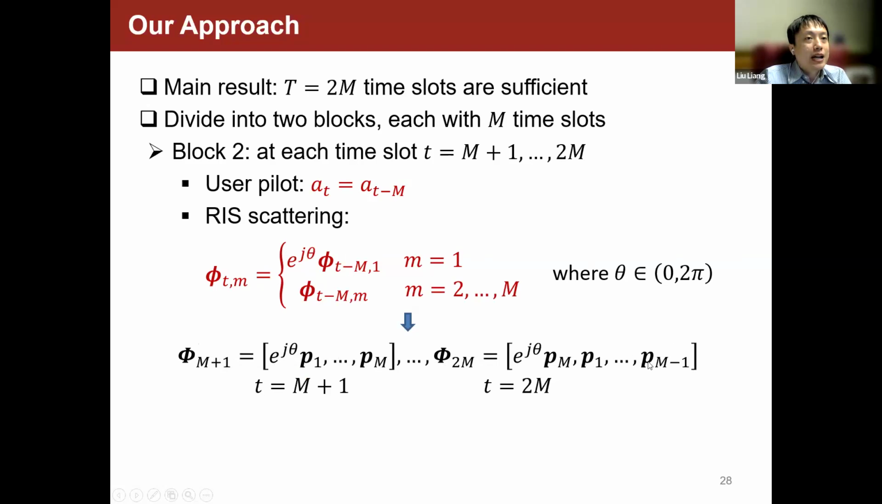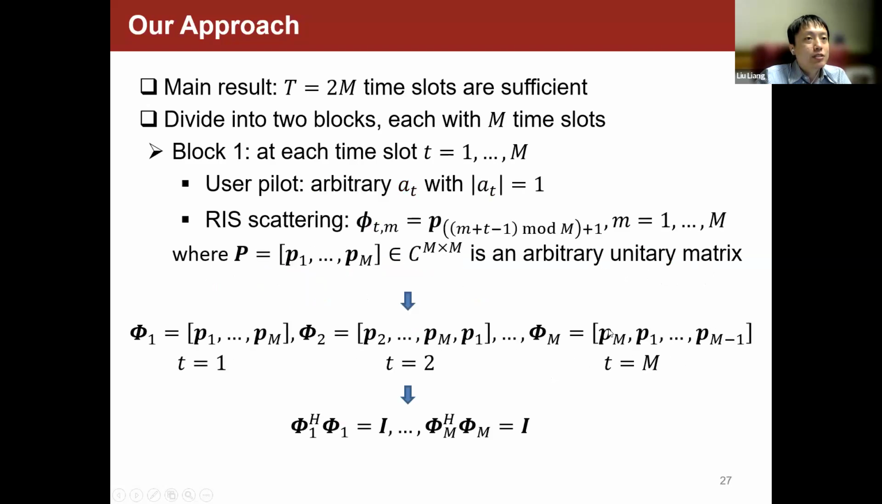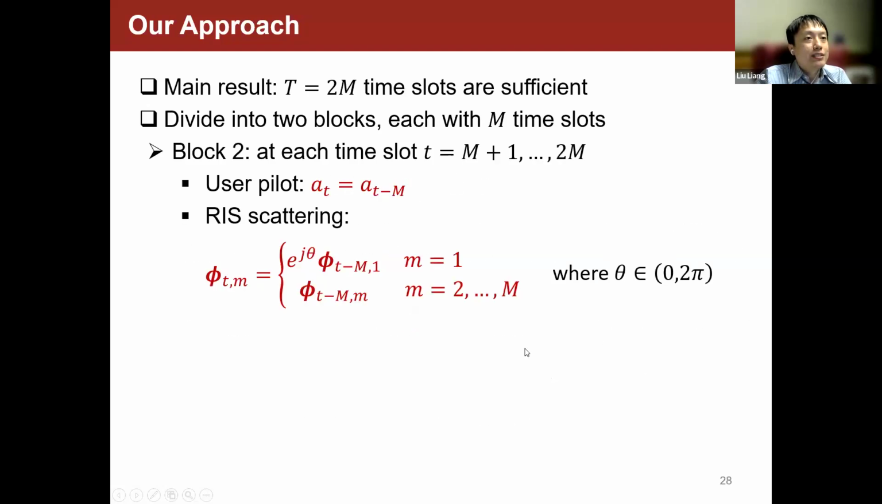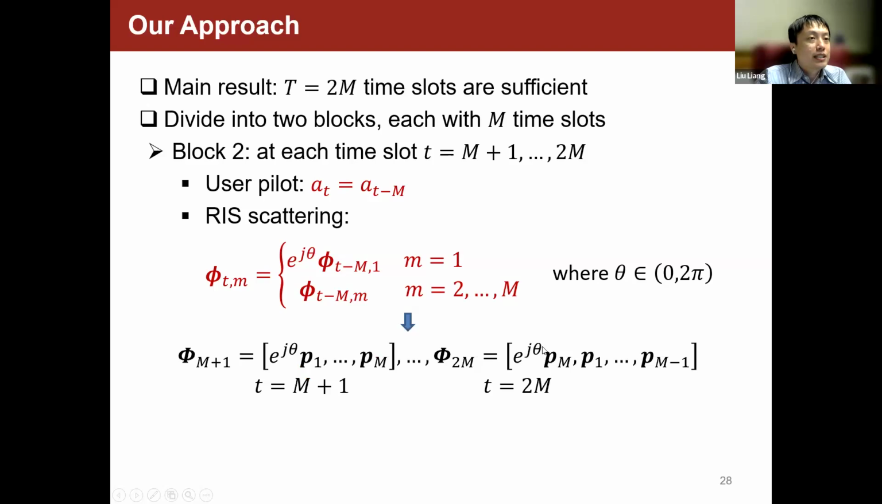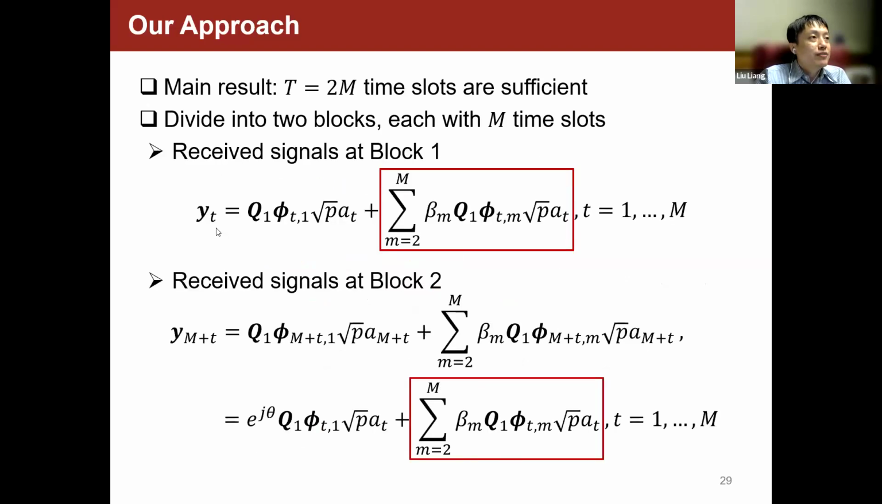So all the other columns are the same, right? Just the first column, previously PM, now I change it to e to the power of j theta times PM. So first of all, I can still show that if I generate phi m+1, phi m+2 until phi 2m like this, then they are again unitary matrices. They satisfy the unitary matrix constraint. And now let's look at the received signal if we design the payload and the scattering matrix like this.